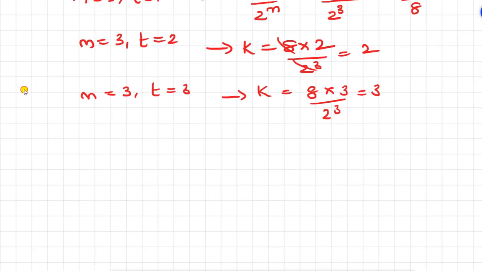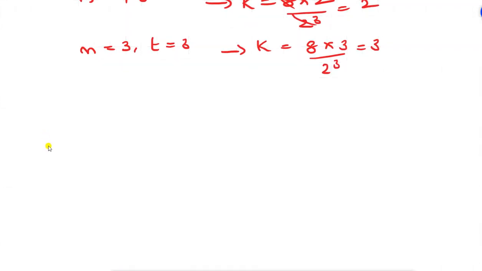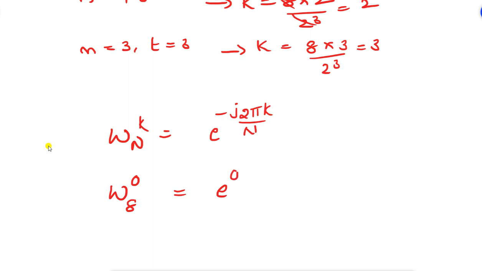Okay, so after finishing the algorithm, now we need to find out the twiddle factors. So what is the formula for the twiddle factor? The twiddle factor formula is nothing but W_N^k, which is e to the power of minus j 2 pi k by N. So here our number of points is 8, N value is equal to 8. So W_8^0, when k is equal to 0, we obtain e to the power of 0, that is 1.